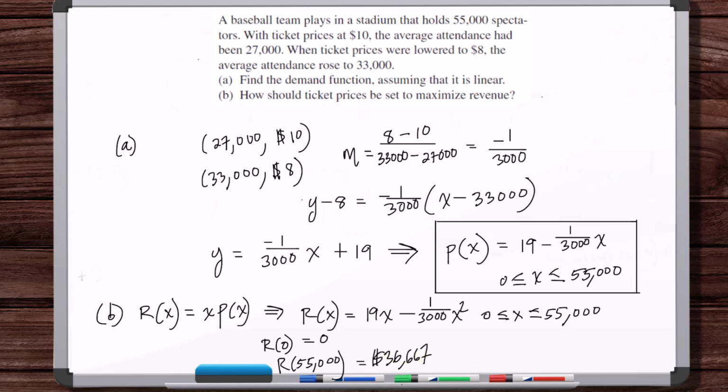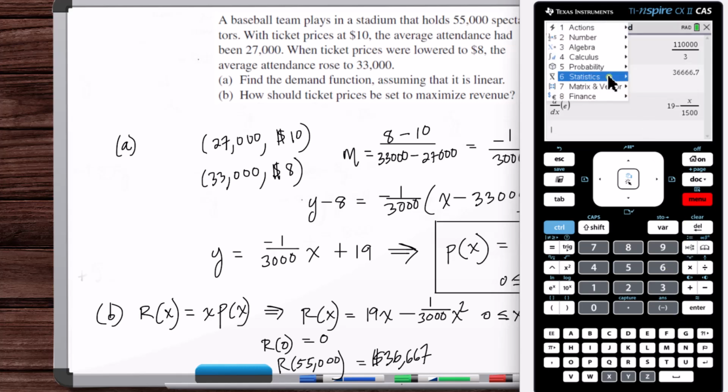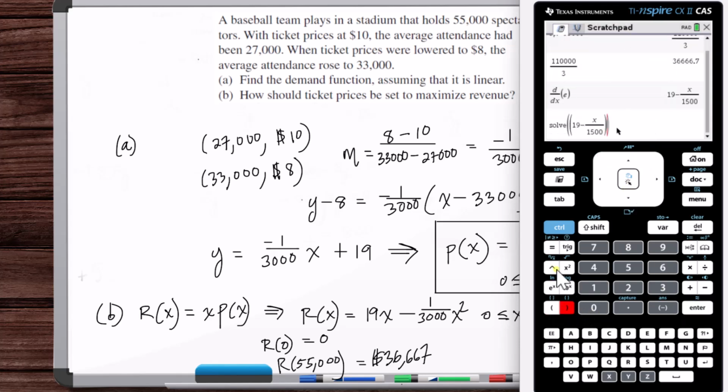Okay, now we want the closed interval method. We find the value of the function at critical numbers. So there's the derivative. Now solve for when this is equal to 0 for X. X is equal to 28,500. So let's evaluate the function at 28,500. 270,750.